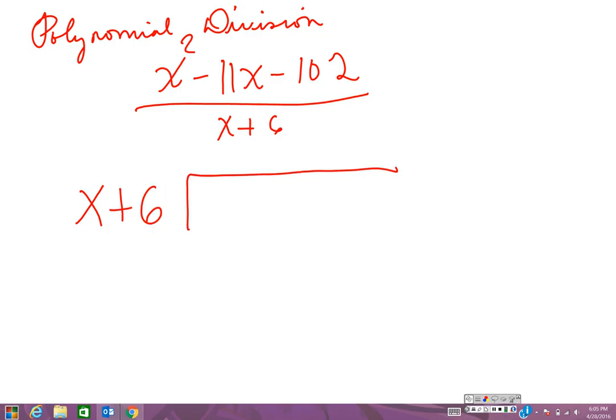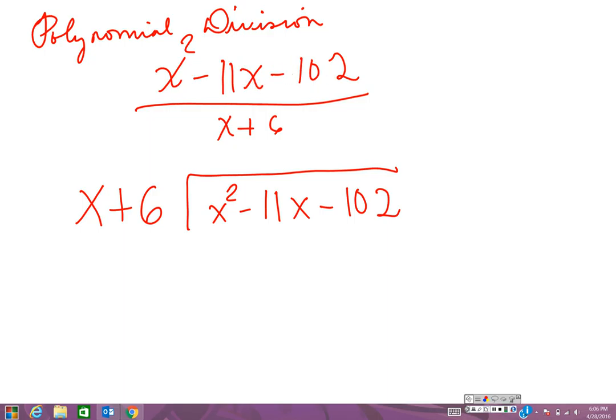So let's set up the problem as x plus 6 divided into x squared minus 11x minus 102. Always ensure that you have all of your terms, and we do. We start with x squared, 2 is our degree, our highest exponent, and we have exponent 1, and we have our constant. We also have all of the terms we need in the denominator here, x plus 6. So even if the denominator was missing something, you would have to use a placeholder. But in this case, we don't have to use placeholders.